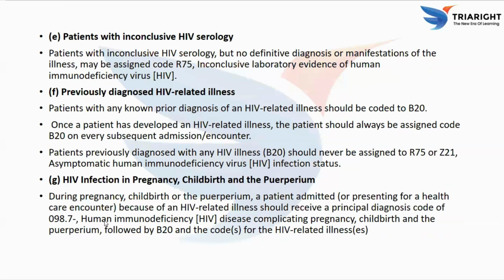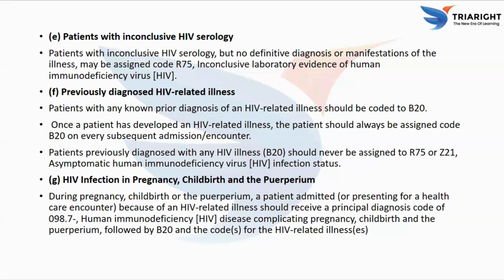The E guideline covers patients with inconclusive HIV serology. What does inconclusive HIV serology mean? The patient had an HIV test, but the results were not clearly positive or negative. There are no symptoms of HIV and no confirmed diagnosis yet. What is the code to assign? R75, inconclusive laboratory evidence of HIV. This code is used only temporarily until confirmatory testing is done.